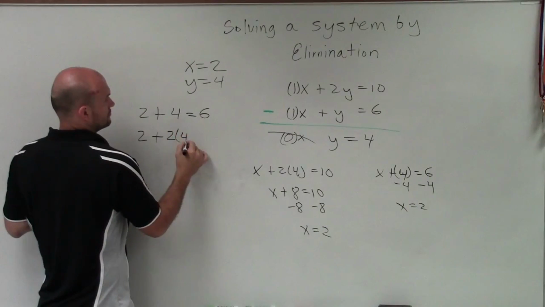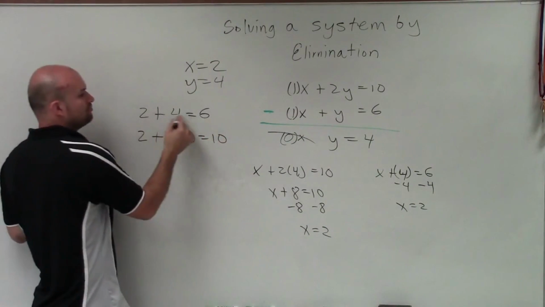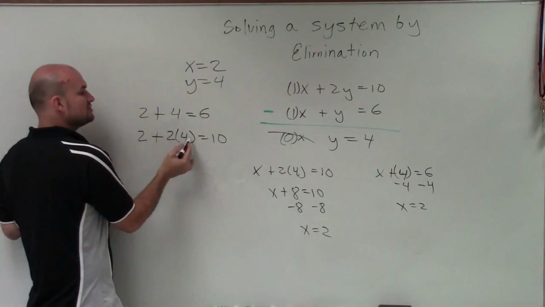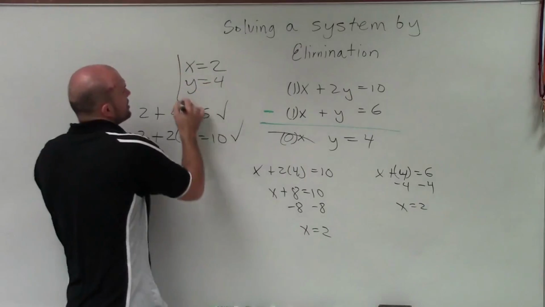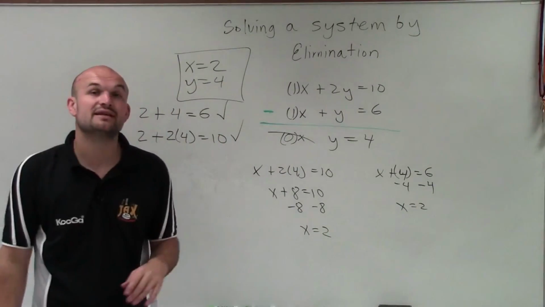Well, 2 plus 4 is equal to 6. 2 times 4 is 8, plus 2 is 10, so it works for both equations. So therefore, ladies and gentlemen, that is our solution by using elimination.